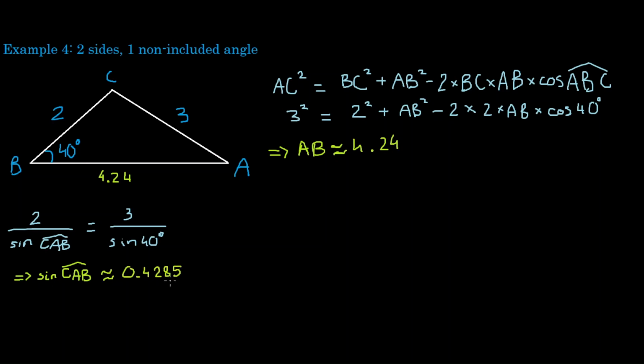Now if you remember the rule about sine of supplementary angles, then you will find out that there are two possible answers for CAB based on this. CAB could be 25.4 degrees or 180 degrees minus 25.4, which is 154.6 degrees.